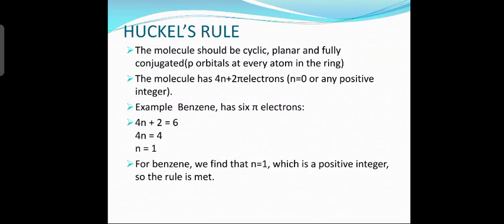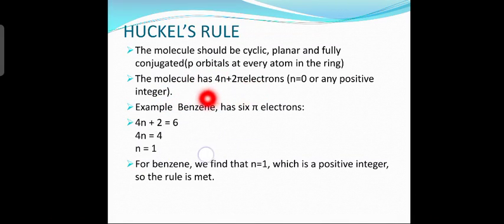Now what is Huckel's rule? The molecule should be cyclic. So any compound to obey Huckel's rule should be a cyclic molecule, planar and fully conjugated, with p orbitals on every atom in the ring. So all atoms present in the ring should contain p orbitals. The molecule has 4n plus 2 pi electrons.